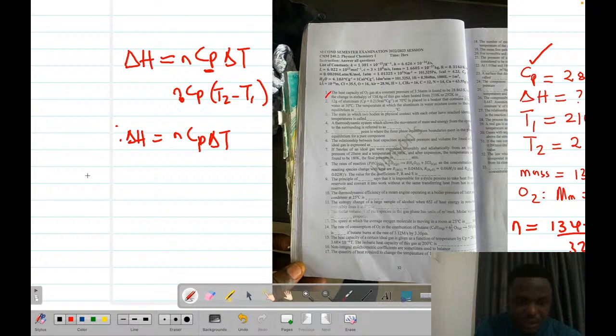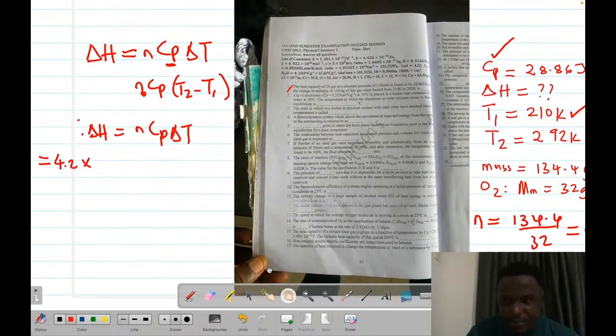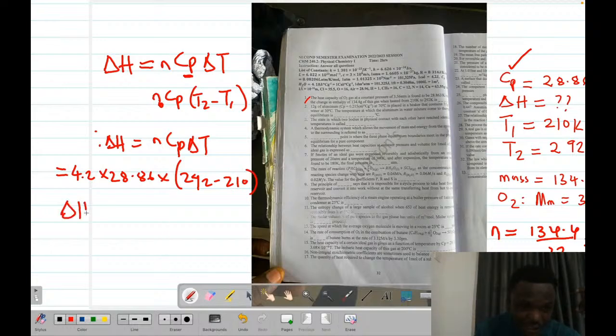Now, this becomes our n, 4.2, times our Cp, based on this, 28.86, times 292 minus 210. Some of us, I believe, have seen the concept to solve this already. If you evaluate everything here, your delta H now becomes 9939.4 joules. That is the answer to that question.